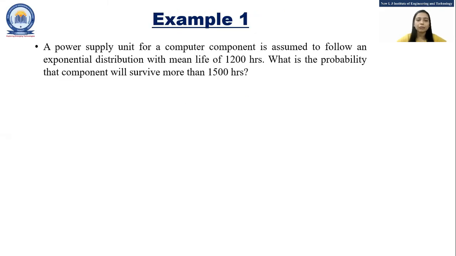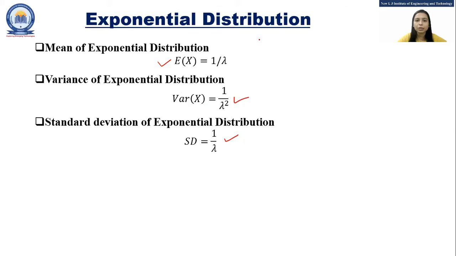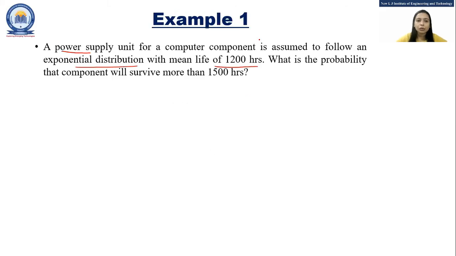Now let's see some examples for the exponential distribution. The first example is that a power supply unit for a computer component is assumed to follow an exponential distribution with mean life of 1200 hours. As we have discussed, the mean of exponential distribution is 1/λ. So the mean E(X) = 1/λ = 1200 hours, and from that we get the value of λ, that is 1/1200.